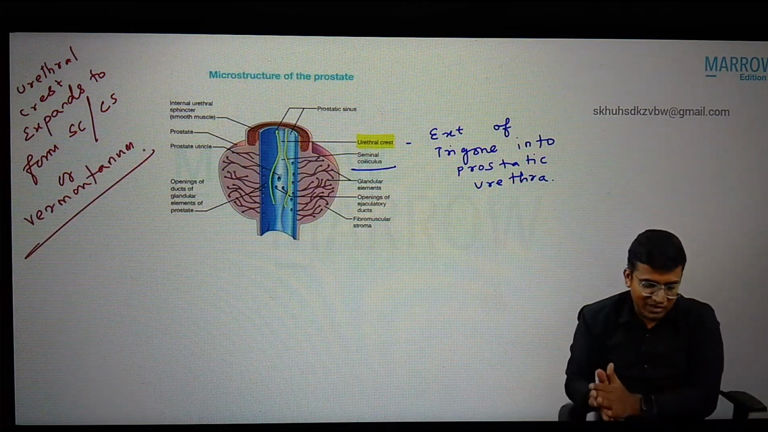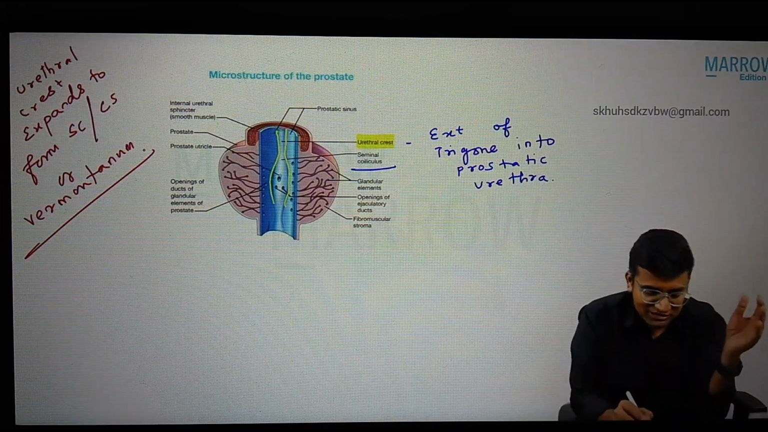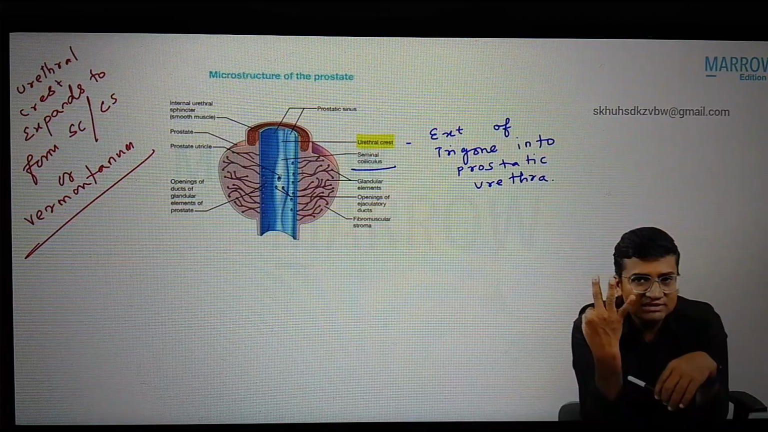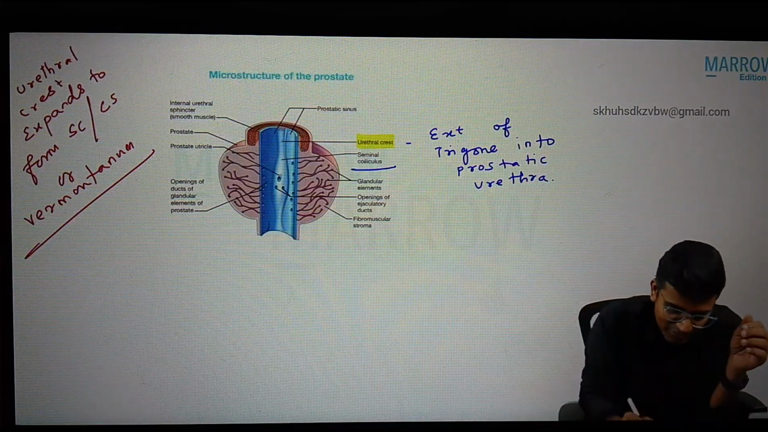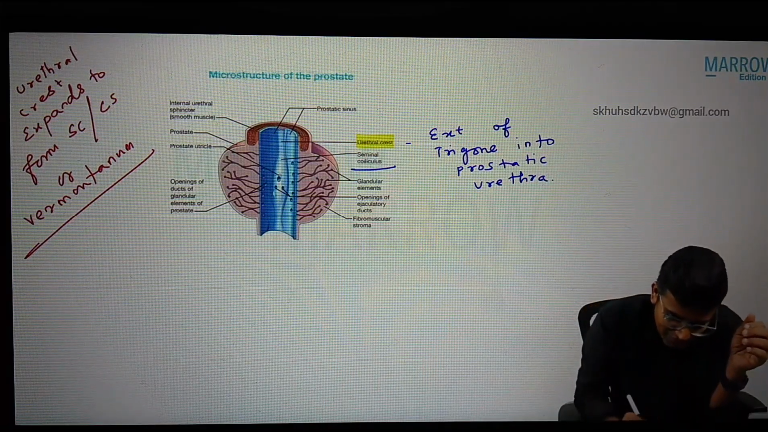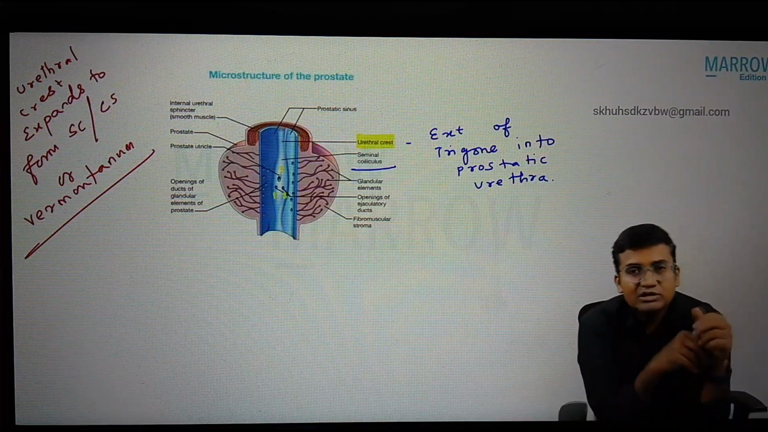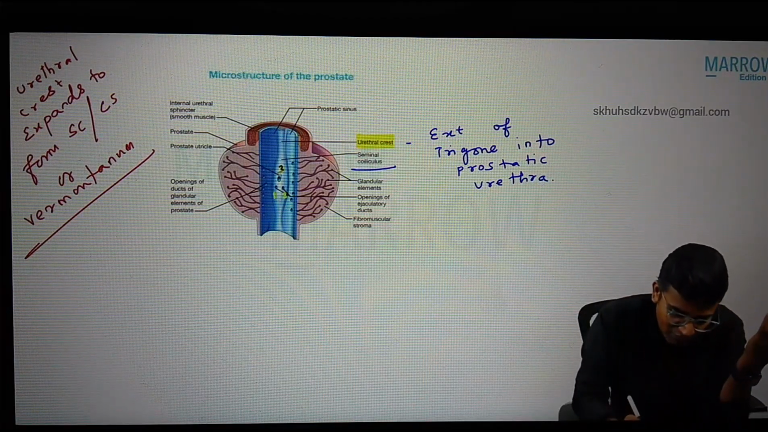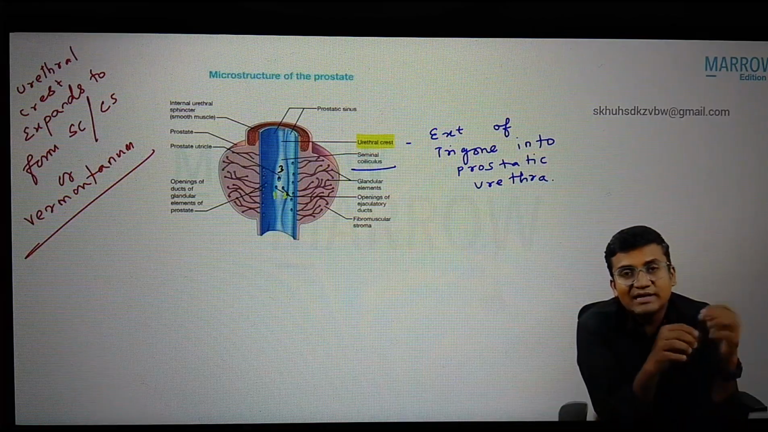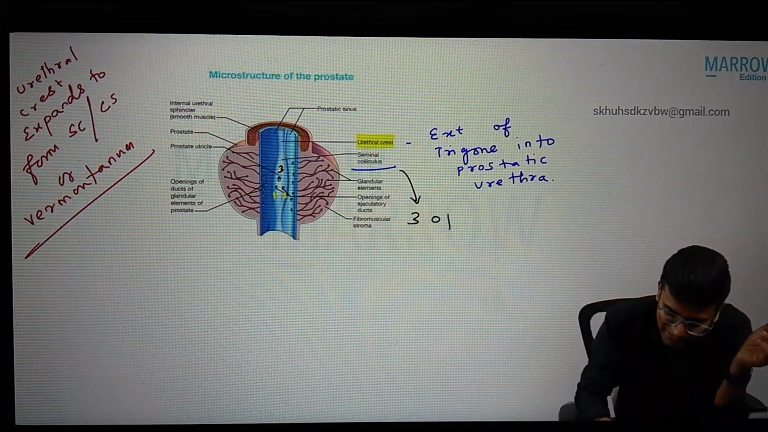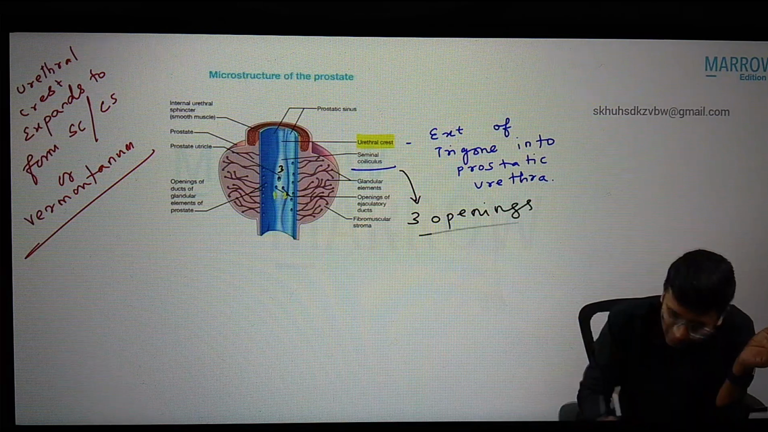Now, in the seminal colliculus, we are seeing some openings. How many openings are we seeing? See the diagram? We are seeing 3 openings, 1, 2, 3. And this itself is a question: total number of openings in the colliculus seminalis, 3 openings present. So in the seminal colliculus, we have 3 openings.